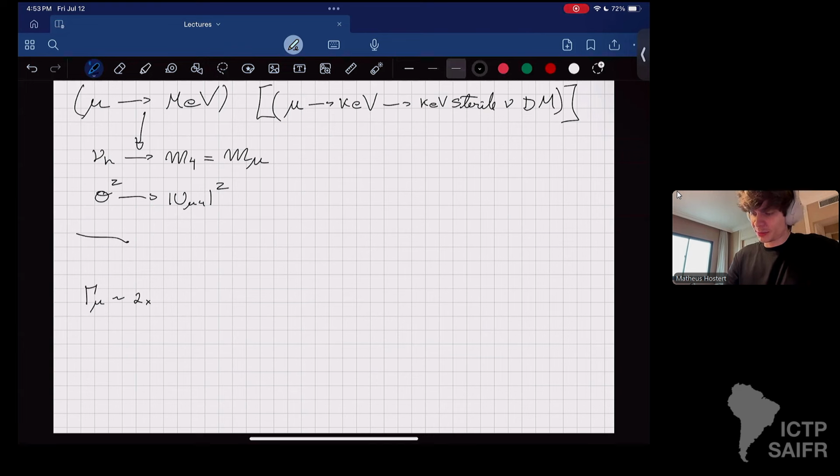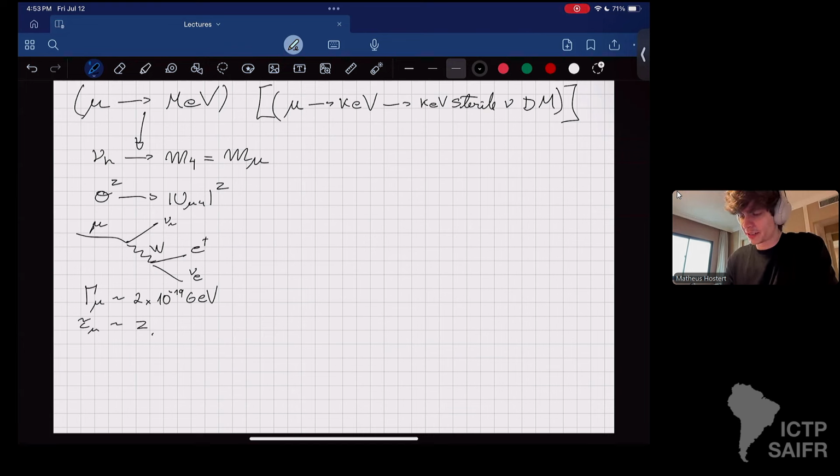It comes purely from a weak process. So here's the W, mu, nu mu, E, and nu E. And it's 2 times 10 to the minus 19 GeV. So it's a very narrow width. In terms of the lifetime, that width corresponds to 2 microseconds, basically.